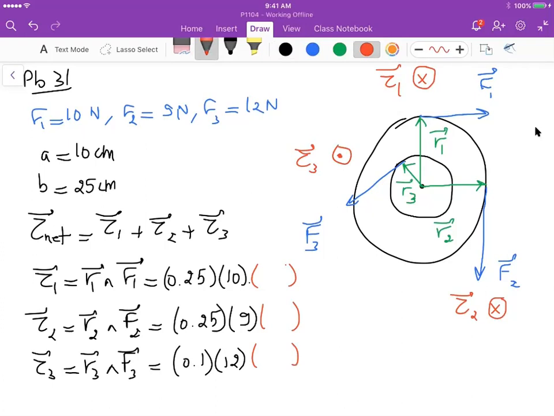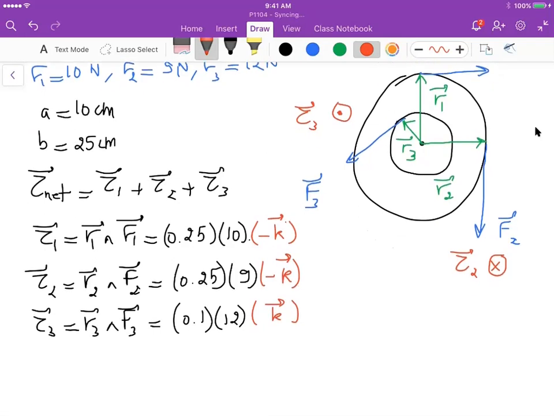Now we have to take one direction to be positive and the other negative. Let's take the outward direction as positive, considering that it rotates around the z axis, with the z axis pointing upward, outward. So the direction for tau 1 is minus k because it is inward, tau 2 is also inward, opposite to the positive direction, so minus k, and tau 3 is pointing outward, so plus k.